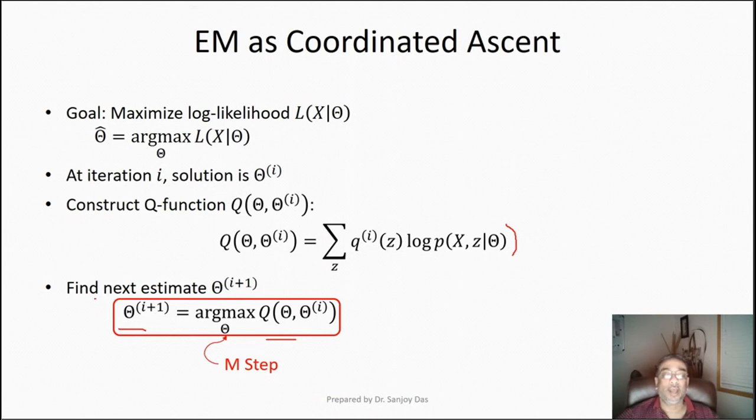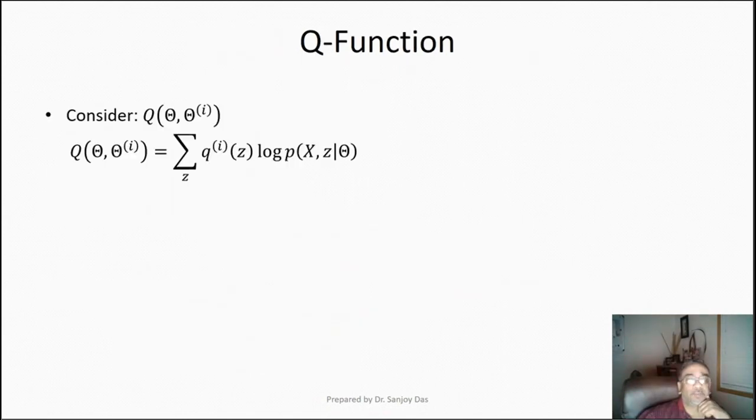Now, everything is good, but we still haven't figured out how to deal with Qi(z). So let's look at the Q function. This is the definition of the Q function, Q(theta, theta i). It's given by summation over z of Qi(z) log p(x, z given theta). And Qi(z) is a probability distribution, the probability distribution of the hidden variable z. So this is the definition of Qi(z): it's p(z given x, theta i).